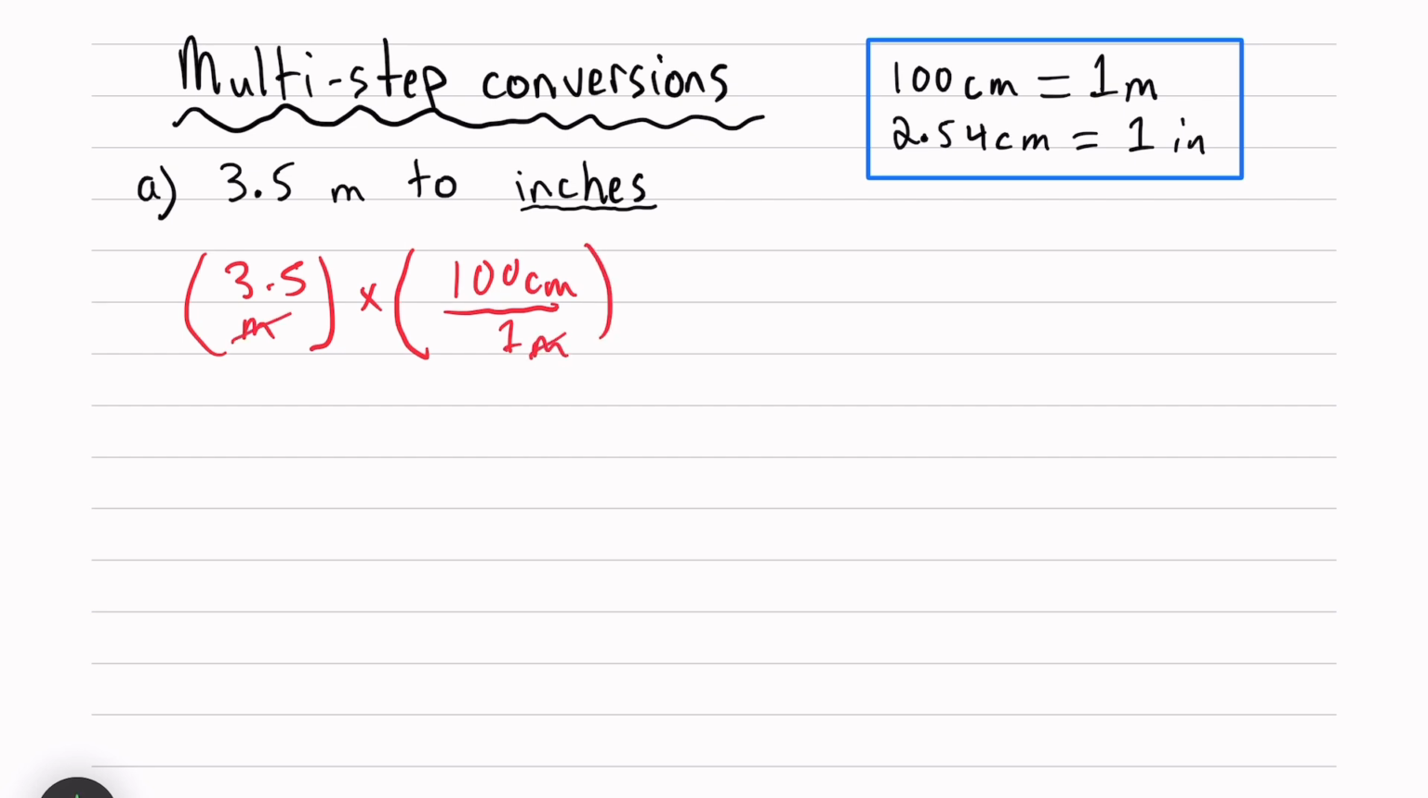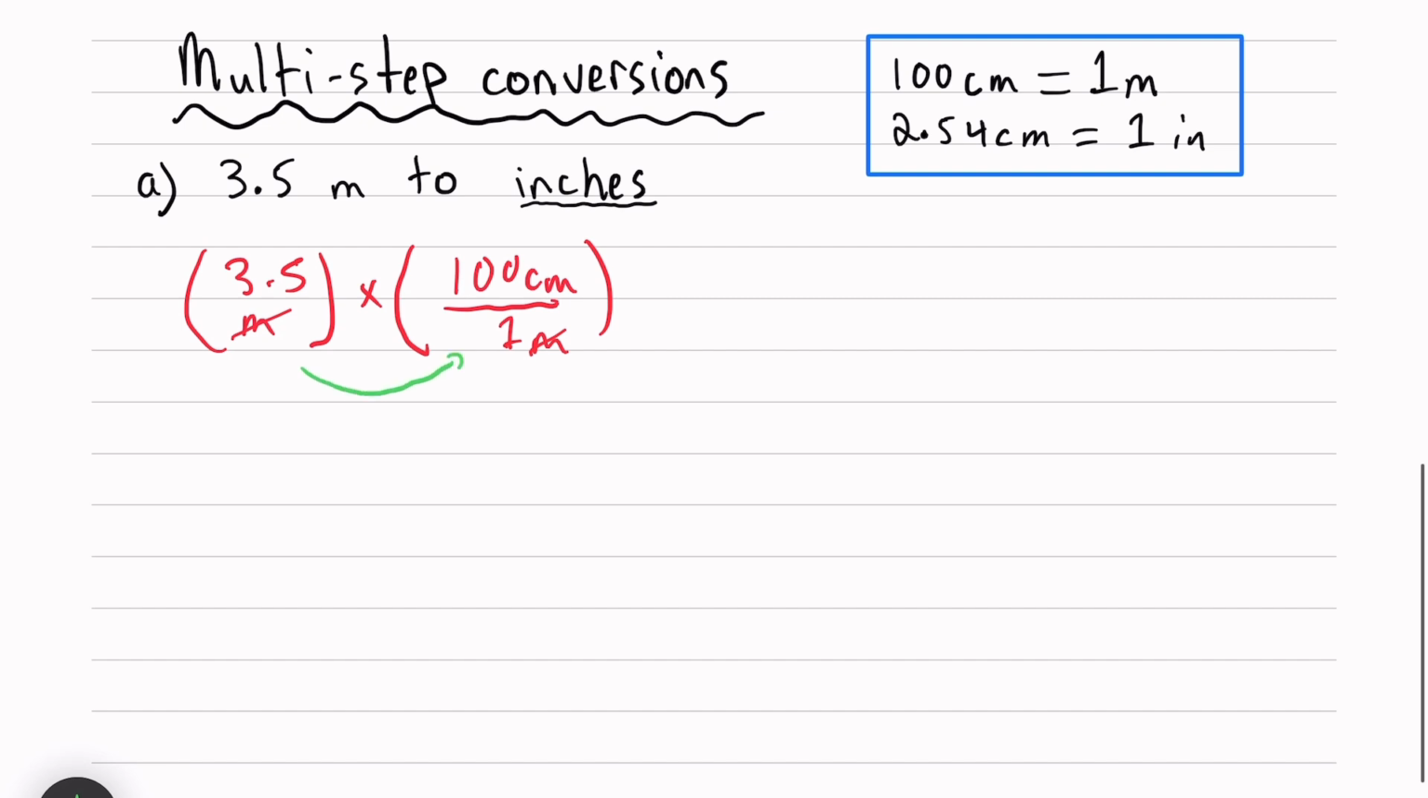And what this section is going to do is get your answer in centimeters. And then from centimeters, on the same line, we're going to multiply that for every 1 inch, there are 2.54 centimeters. And so in your calculator, it would look like this. 3.5 times 100 over 1 multiplied by 1 over 2.54 centimeters.